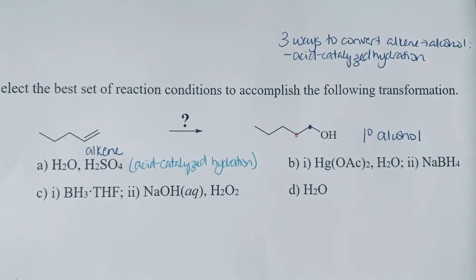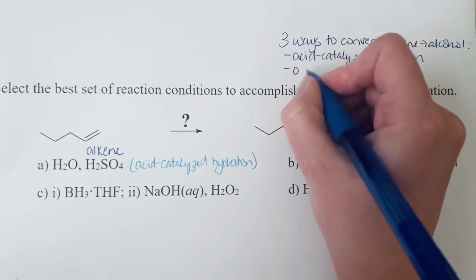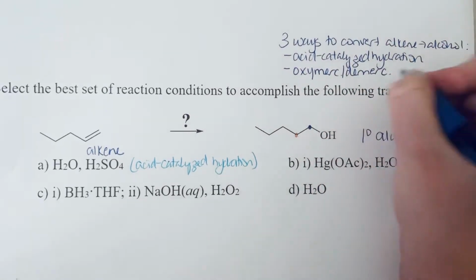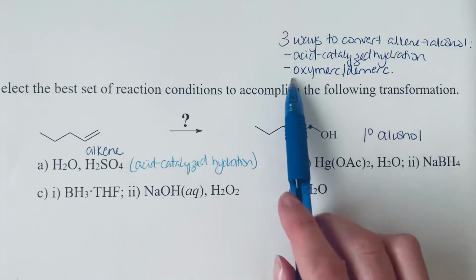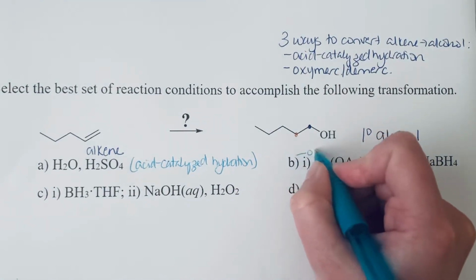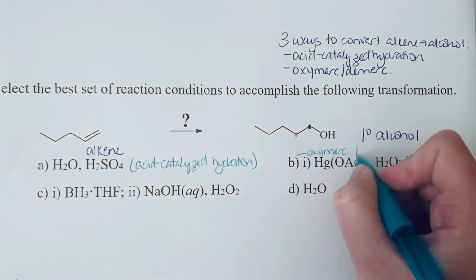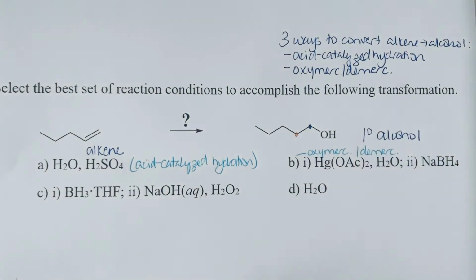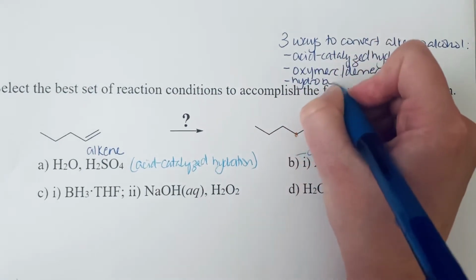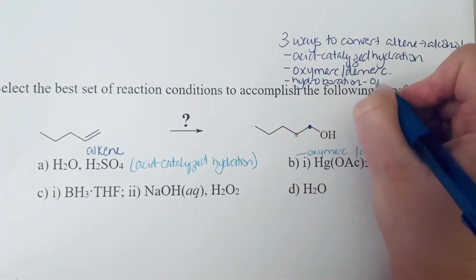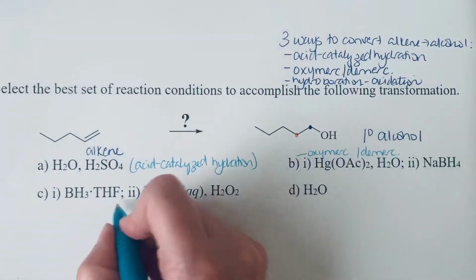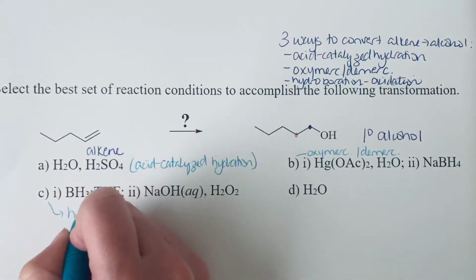We've also learned that we can do an oxymercuration demercuration, a 2-step process. I'm just abbreviating that to not spend too much time writing it out. Those are the conditions that we see here in B. So B is your oxymercuration demercuration conditions. And then finally, we have learned hydroboration oxidation, and those are the conditions described in C. So this is the hydroboration oxidation.